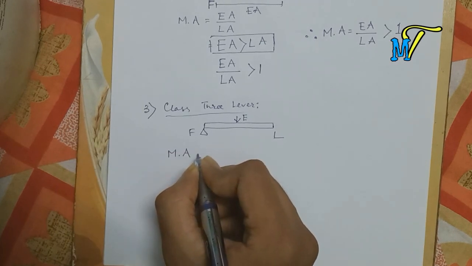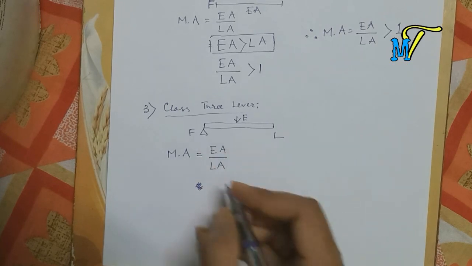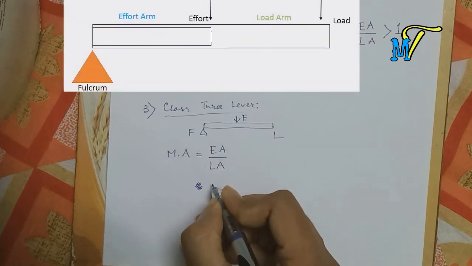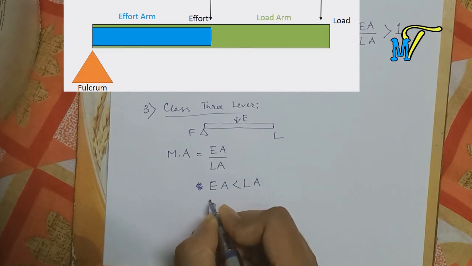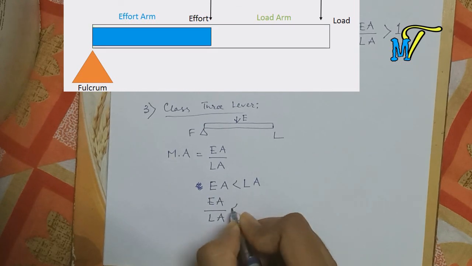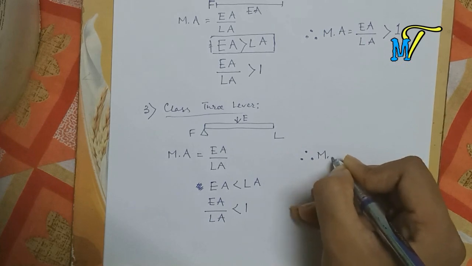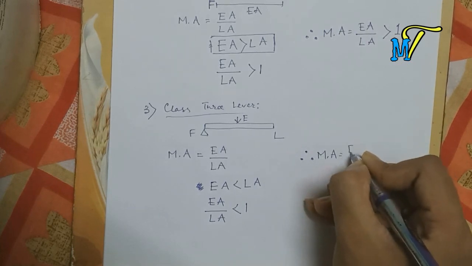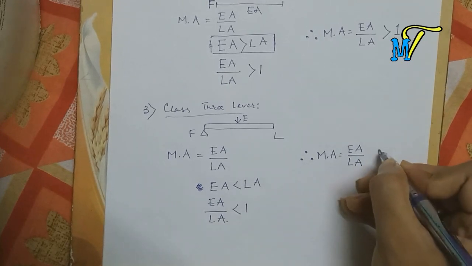Now mechanical advantage of a lever is effort arm by load arm. As from the diagram we can write, effort arm is less than load arm. So what is the ratio we can write? Effort arm by load arm is less than 1. Therefore, what is the mechanical advantage coming? Mechanical advantage is equal to effort arm by load arm. From this ratio we can write less than 1.